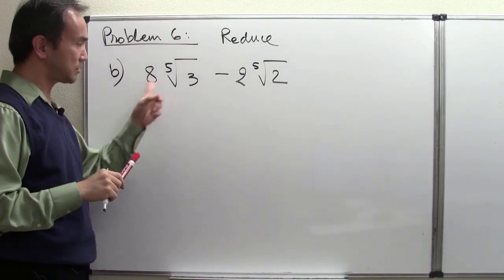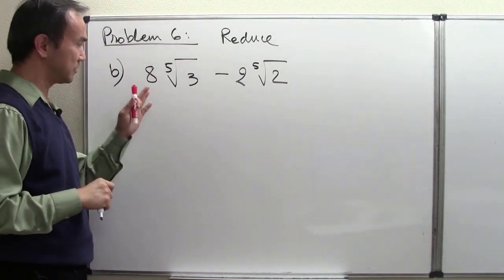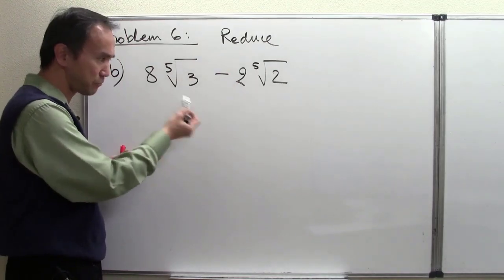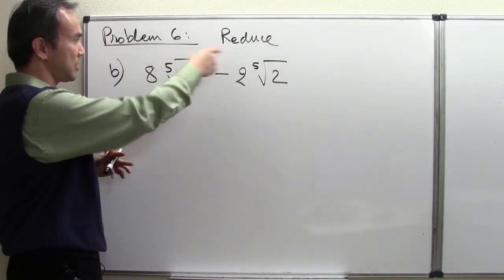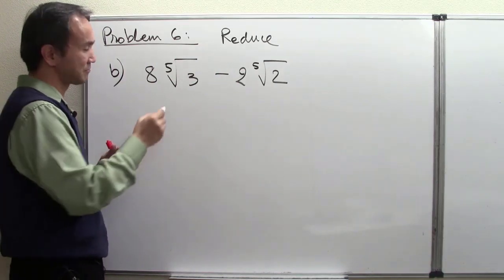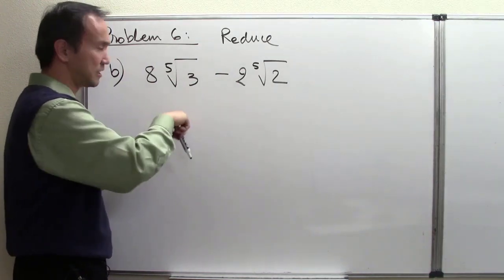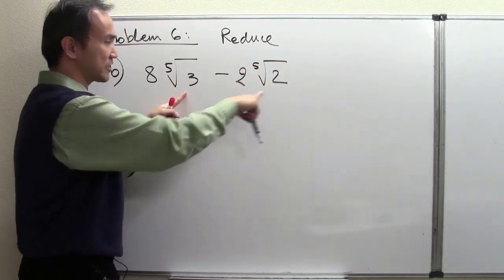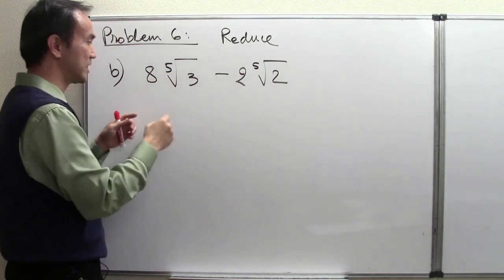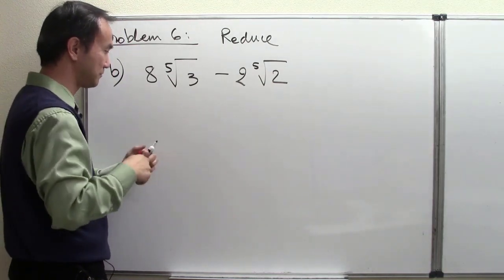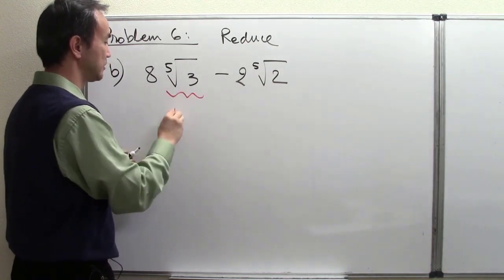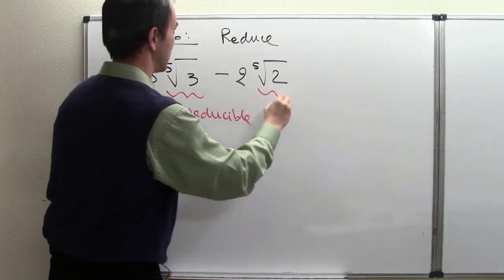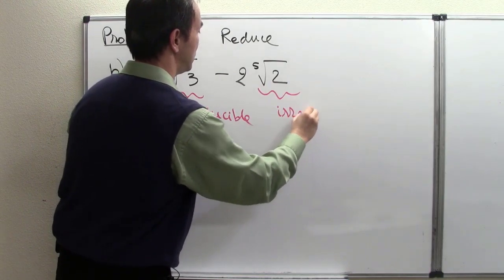All right, so in this problem right here, I want to mention, I've been using the term like terms, but now if we're looking at this problem here a little more closely, part B of problem 6, these two are not really like terms. Yes, they have same roots, but they are not having the same number right here. So these two are not like terms. So in other words, this is already irreducible. This is irreducible. And this is also irreducible.